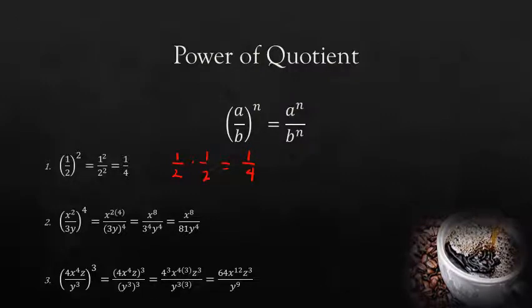Another example, if we have 4x to the power 4 z all over y cubed and raise this to the power 3. Again, we distribute 3 to everything, to all of the factors. So 4 has to be raised to the power 3. x to the power 4 has to be raised to the power 3, and then z is raised to the power 3, and y cubed is also raised to the power 3. So 4 cubed, that is again 64. x to the power 4 times 3, that's x to the power 12. Then we have z cubed all over y to the power 9.